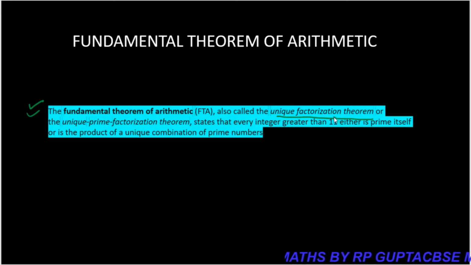This is the number 1. Okay everyone? So what is the meaning of this theorem? That if I take any number which is greater than 1, either it will be a prime number or it will be a composite number. And a composite number can be written in the form of a product of prime numbers. Let me tell you how to do it.